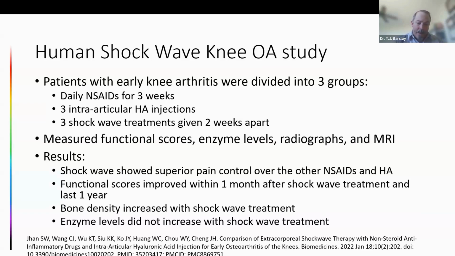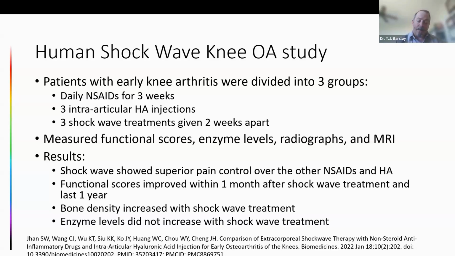Moving on into another foreign species to us in the veterinary world. So this is a study done in humans with early knee arthritis, and in this study there were three treatment groups. One group got daily NSAIDs for 3 weeks. Another group received three intraarticular injections of hyaluronic acid. And then the third group received three shockwave treatments at 2 week intervals.